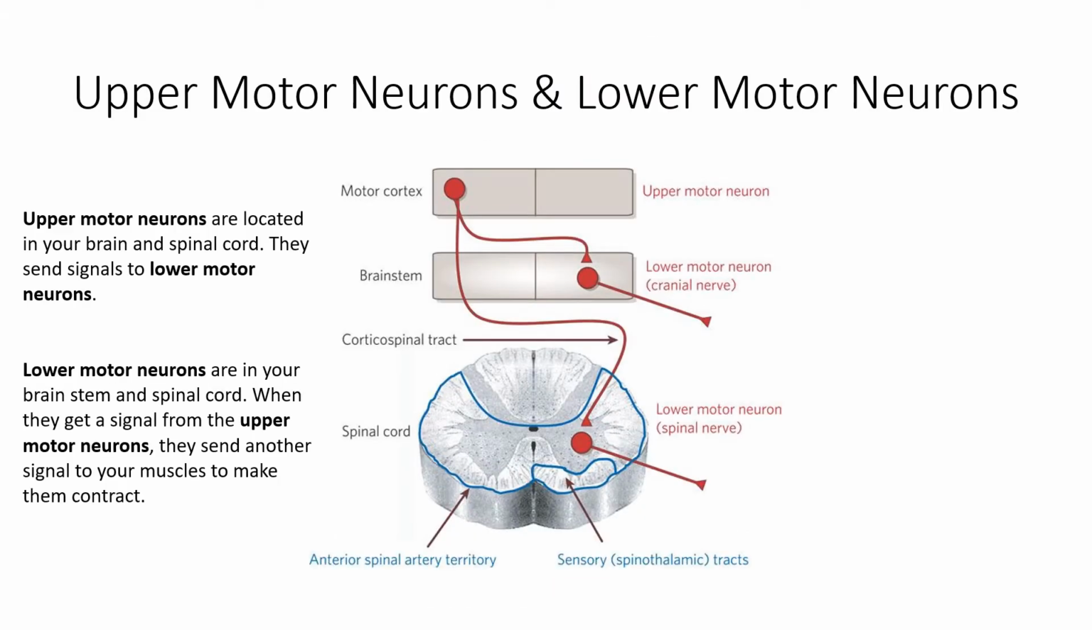Upper motor neurons and lower motor neurons. So upper motor neurons are located in your brain and spinal cord. They send signals to lower motor neurons. Lower motor neurons are in your brain stem and spinal cord as well. When they get a signal from the upper motor neuron, they send another signal to make your muscles contract. And you can see the picture on the right.